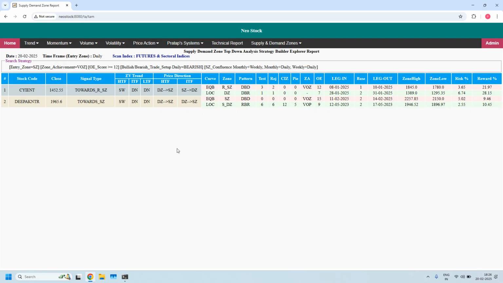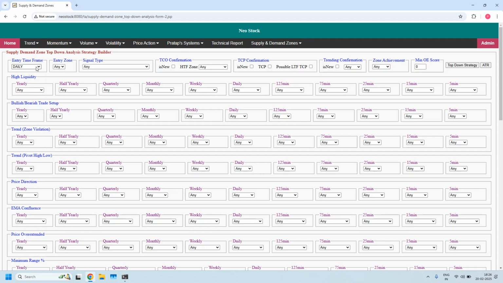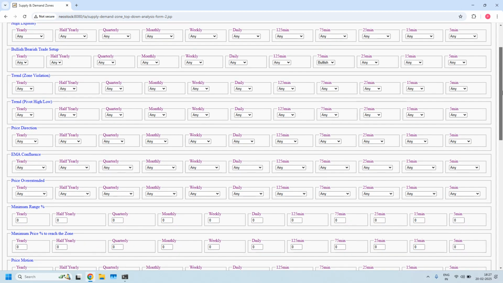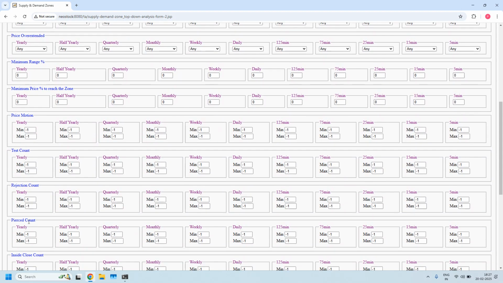Next, we will look into weekly income trade. Weekly income trade, bullish trade setup, entry time frame 75 minutes, entry zone demand zone. In bullish or bearish trade setup at 75 minutes time frame, I am selecting bullish. We should set 3 filters on the 75 minutes demand zone. First filter, zone achievement should be VOZ. Second filter, minimum order enhancer score should be 12. And third filter, the 75 minutes demand zone should not be pierced.